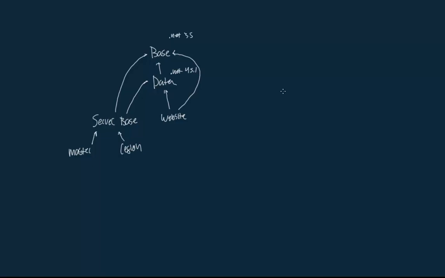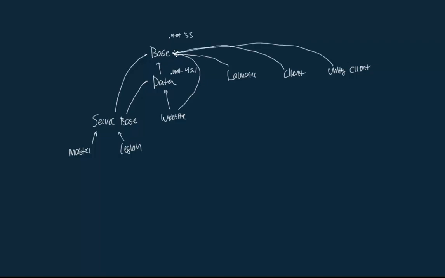But we still need a couple more projects. We need our launcher, which is going to be a WPF application written in .NET 4.5. We're going to need our client, and then we're going to need our Unity client. So launcher is going to depend on base. It's not going to depend on data or server or anything like that because it's a client-side component that the users of your application are going to use. Client is going to depend on base, and same with Unity client.